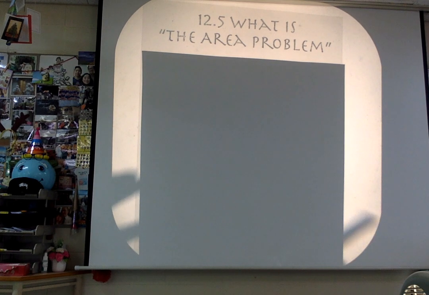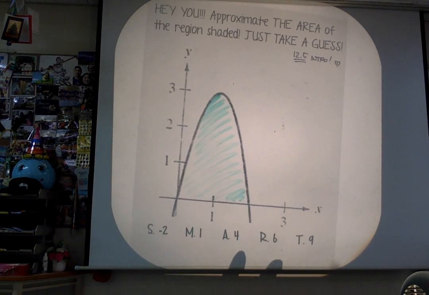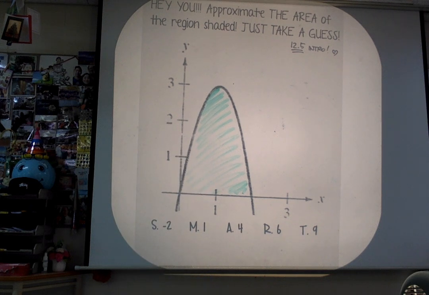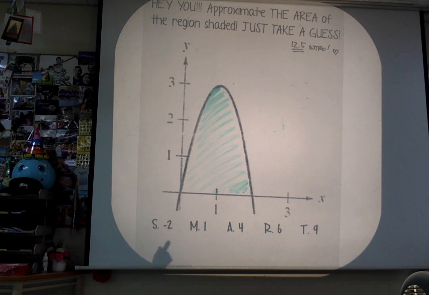Before I go any further, I want to ask you just a simple question. If you were to estimate the area of this region, which is, let's say, a parabola bounded by the x-axis and this parabola, so this green shaded region that you see here, what would you estimate it to be? Do you think it's -2, 1, 4, 6, or 9? Okay, so take a guess. What do you think?